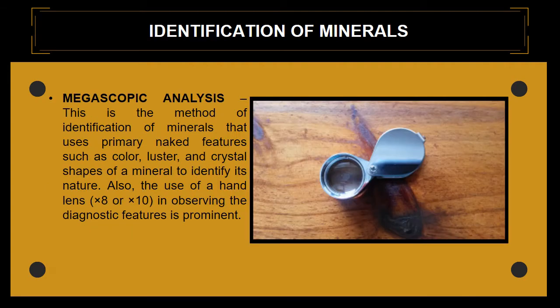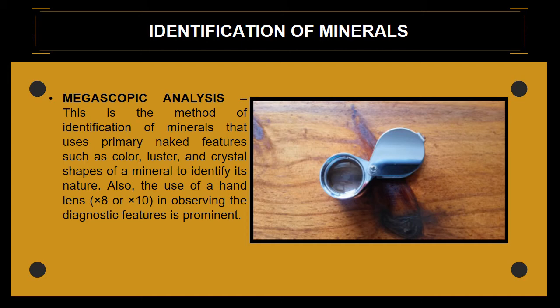So, the identification of minerals. First, we have microscopic analysis. This is the method of identification of minerals that uses primary naked features such as color, luster, and crystal shapes of a mineral to identify its nature. Also, the use of a hand lens, which has the magnification of ×8 or ×10 in observing the diagnostic features is prominent. So, ibig sabihin, megascopic.